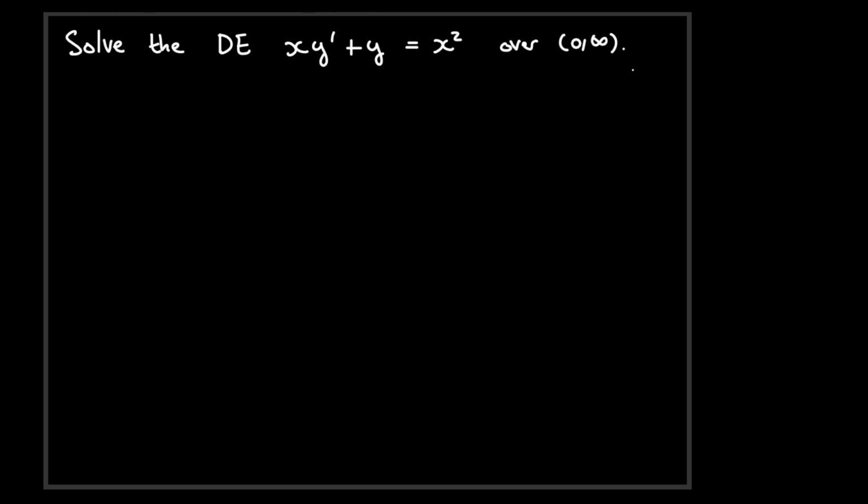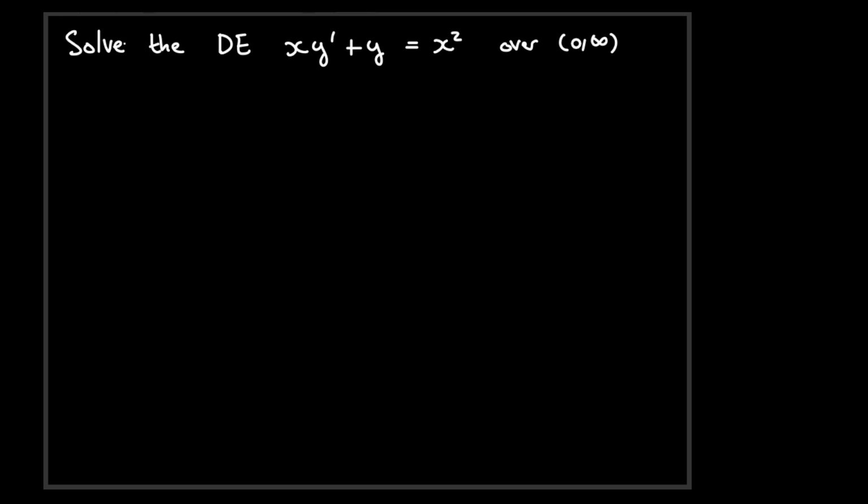So the question here is to solve the DE given by x times y prime plus y is equal to x squared. Okay, and we solve this differential equation over a given interval, over 0 to infinity. Okay, so all positive real numbers. We want to find all functions on this interval that satisfy this equation. We're assuming that x here is going to be positive.